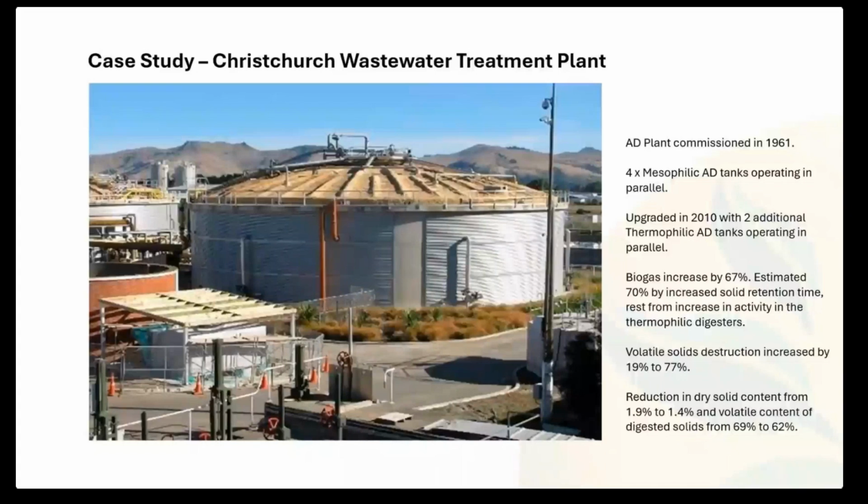With the startup regime we designed and implemented, we increased the biogas production by 67%, estimated 70% from the increased solids residence time, and the rest, 30%, came from an increase of the activity in the thermophilic digester. So it's a combination of beneficial events that gave us the significant increase of biogas production. The volatile solids destruction efficiency increased by 19% to a total efficiency of 77%.